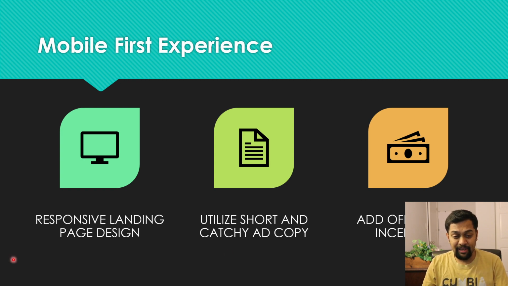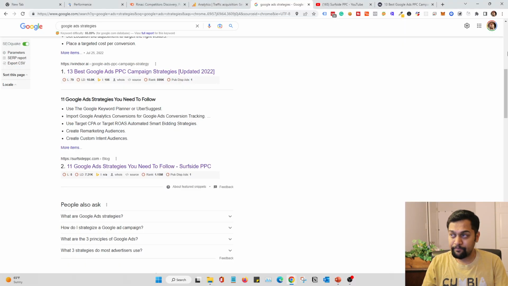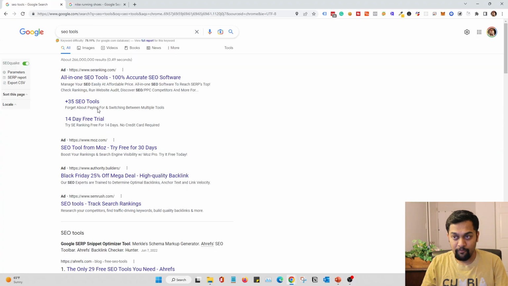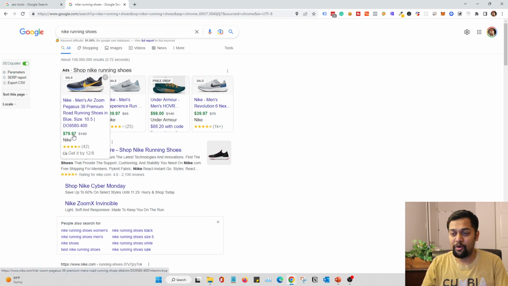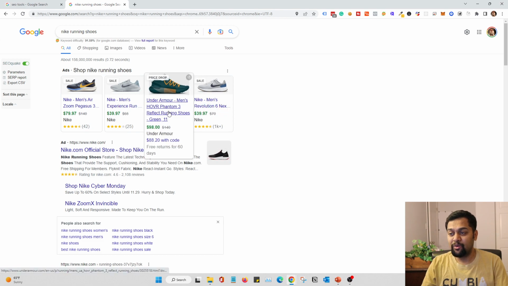Basically, I'll share one example of what that means. So let's see. Here's a query that I searched for, which is Nike running shoes. As you can see, this is an example of an offer. The original price is 140, but now it's like 80 bucks. Similarly, Under Armour is running another offer over here. The original price is 140, but then you can get these shoes for like 98. And all these are called extensions. So that's the shopping experience, promotion extension.